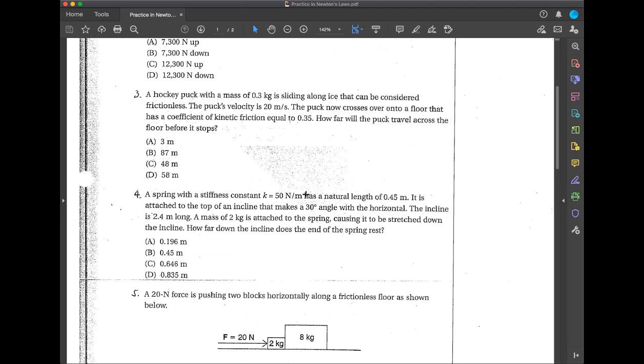Number 3. A pump with a mass of 0.3 kilogram is sliding along ice that can be considered frictionless. The pump's velocity is 20 meters per second. The pump now crosses over onto a floor that has a coefficient of kinetic friction equal to 0.35. How far will the pump travel across the floor before it stops?